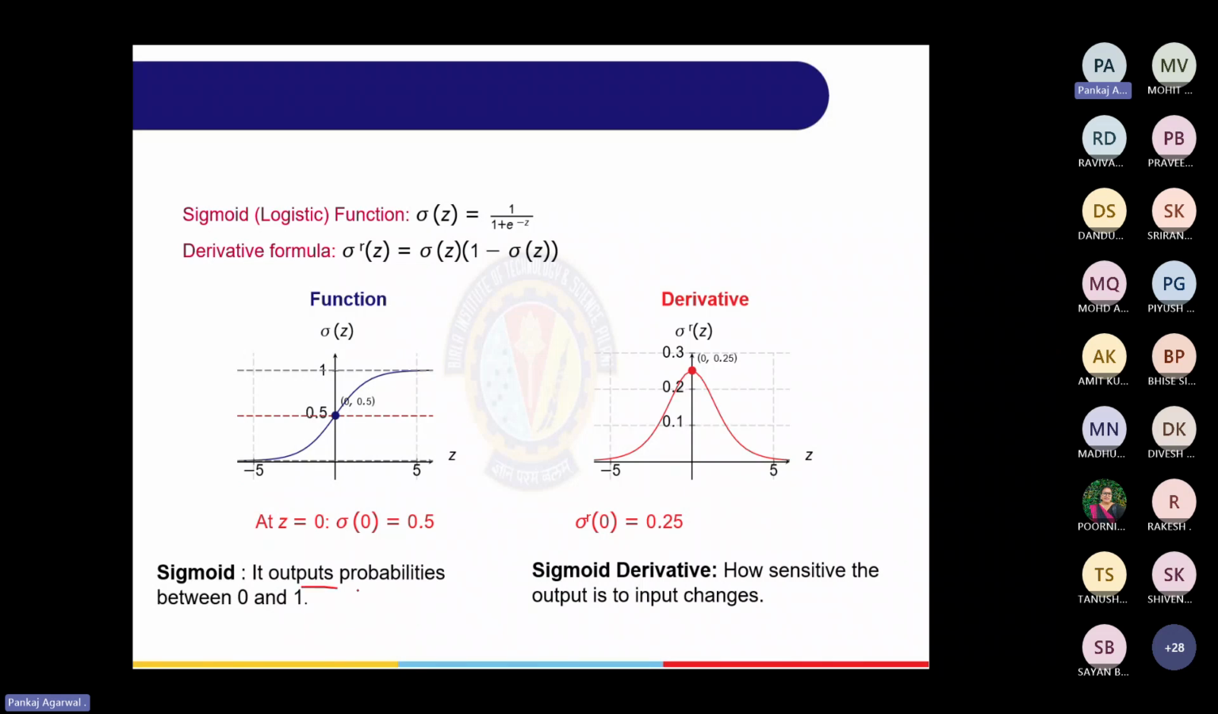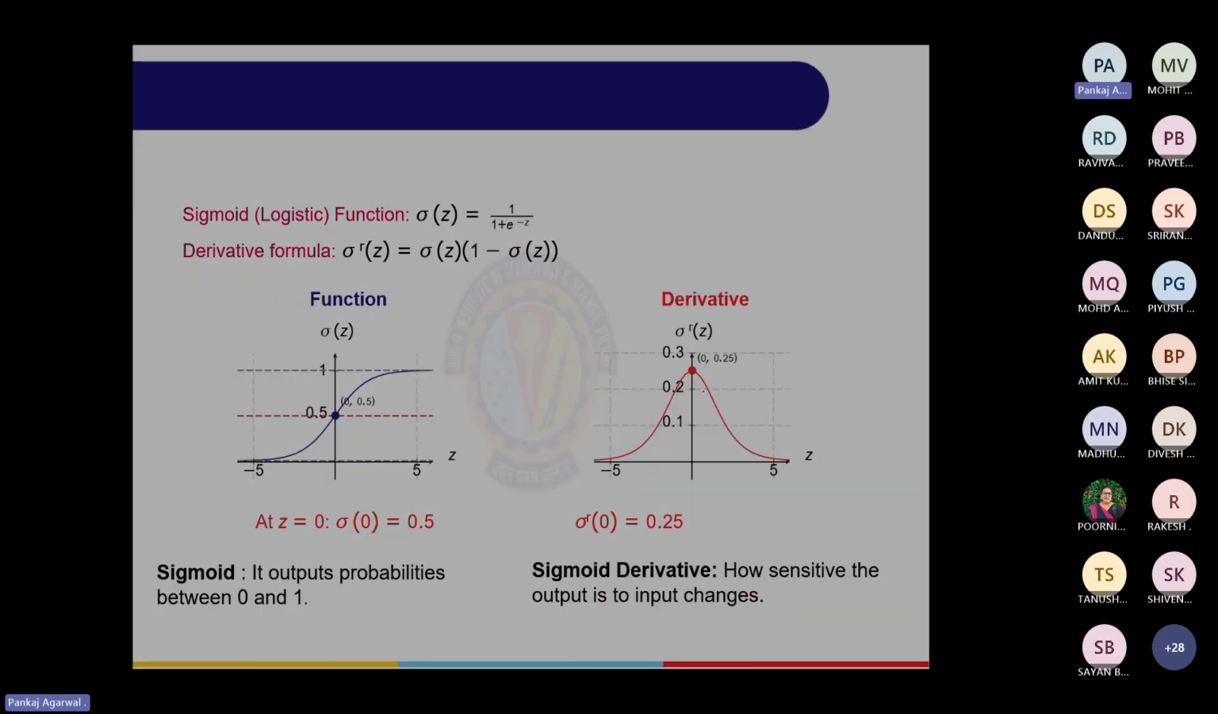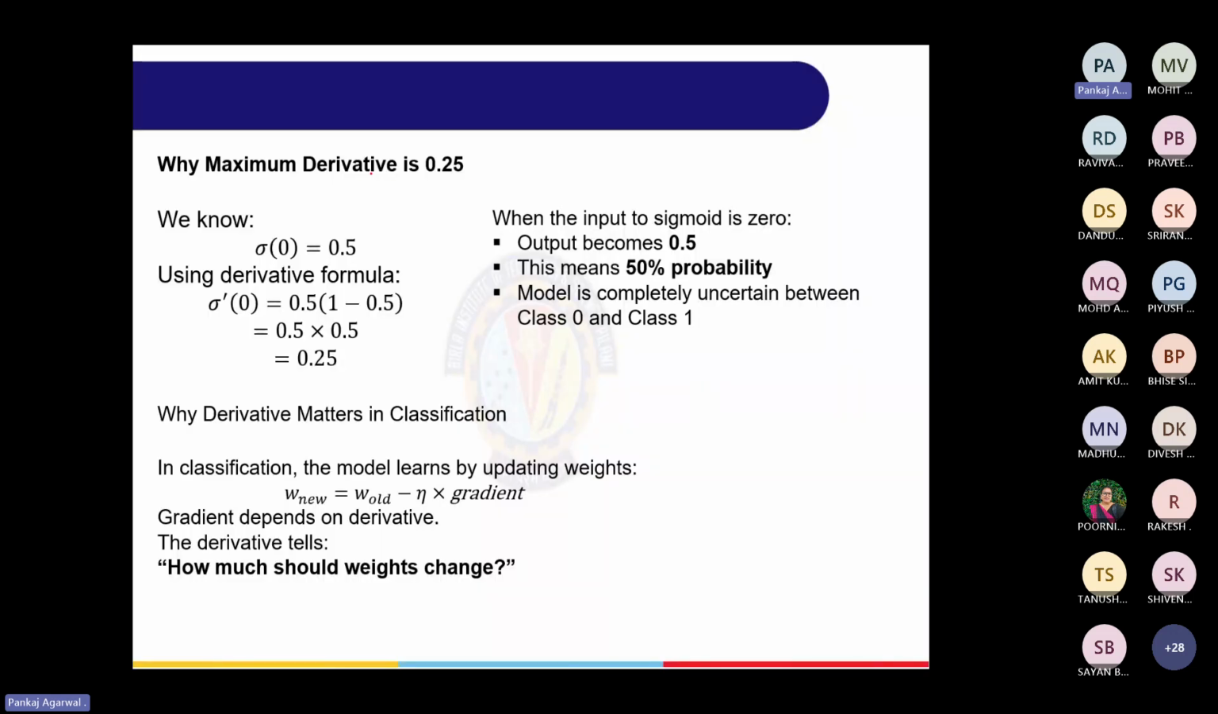The sigmoid outputs probabilities between 0 and 1, and the sigmoid derivative actually gives you a maximum value at 0.5, in fact 0.25, right? It would give you a maximum value of 0.25. I'll explain how that came about, that it is sensitive to the input. So how do you change the inputs? It is very sensitive when you take a derivative of it. The sigmoid derivative, so see how it comes. So why is the maximum derivative 0.25?